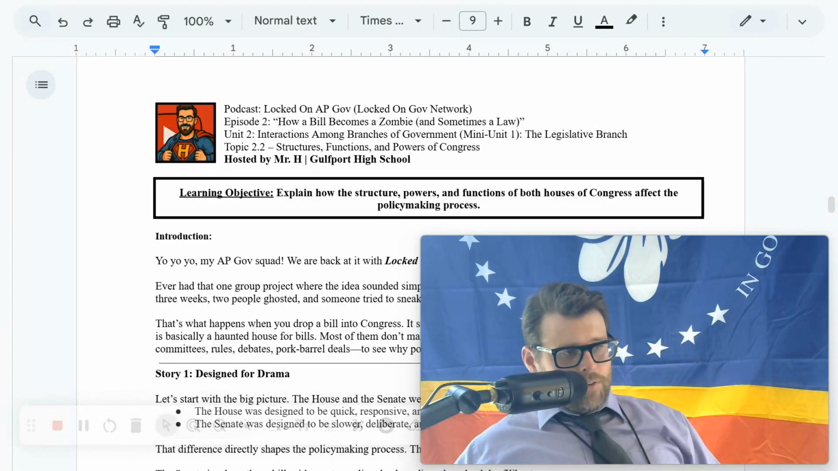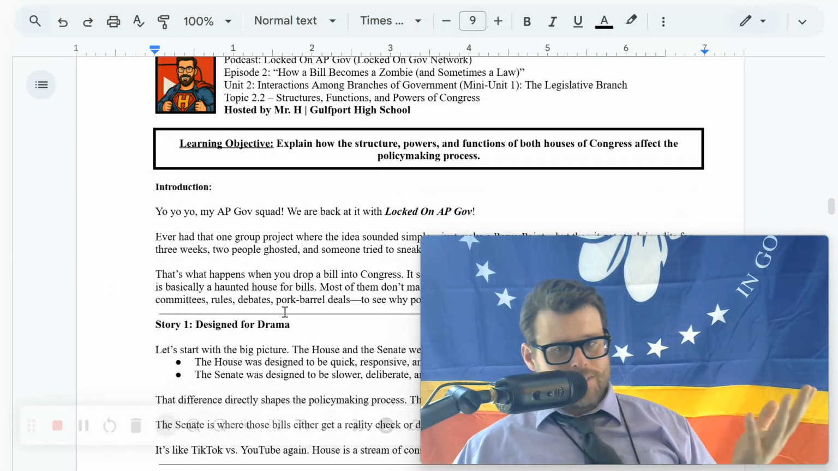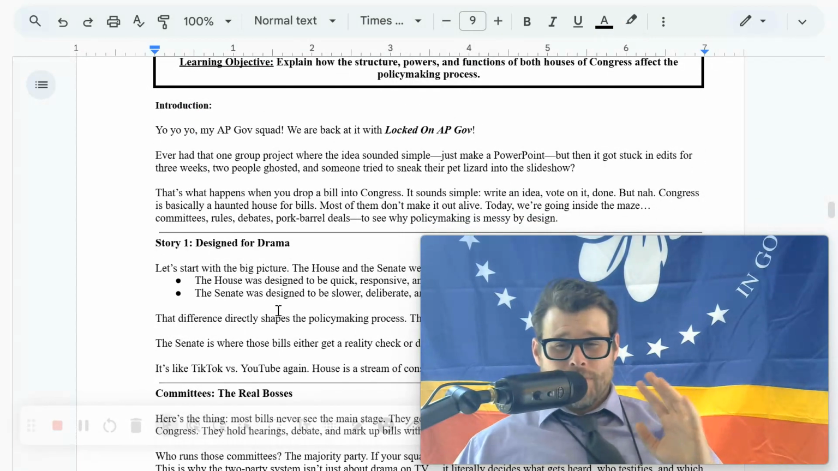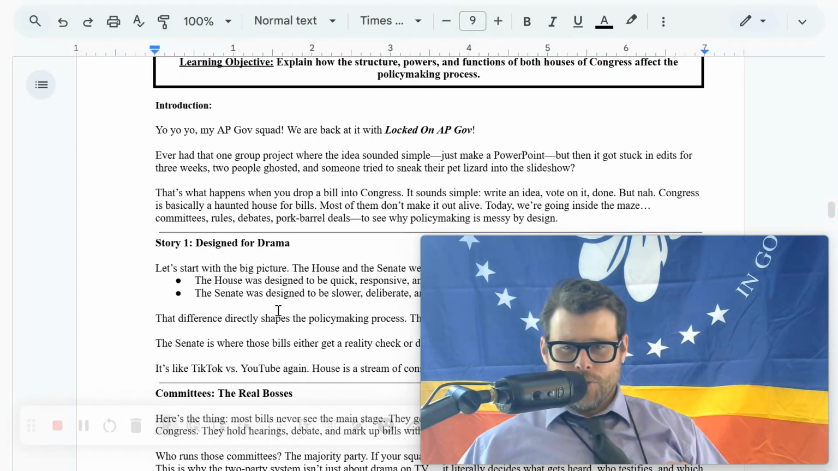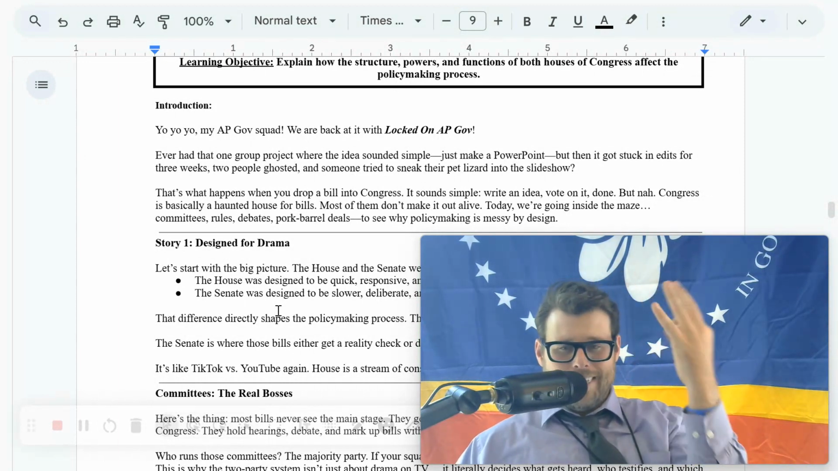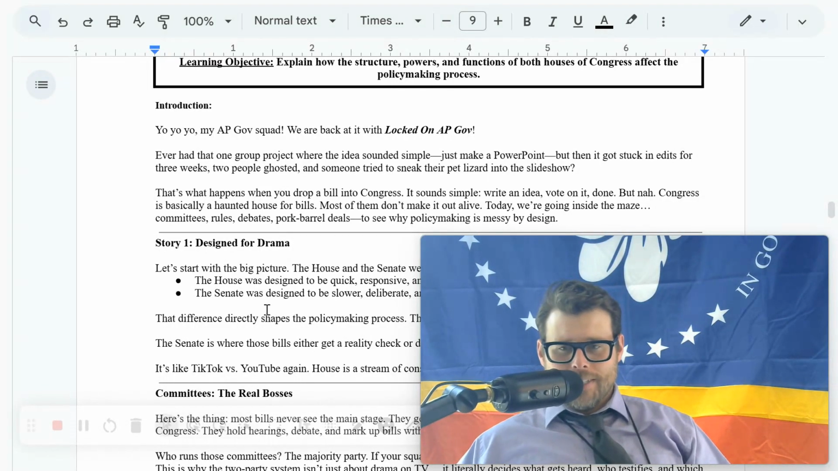Okay, so have you ever heard of that one group project, where the idea sounded simple? Just make a PowerPoint, a simple PowerPoint, a simple Canva, or whatever it is you're doing. But then it got stuck in edits for 3 whole weeks, 3 long weeks. 2 people ghosted the assignment, and someone tried to sneak their pet lizard into the slideshow, or maybe a wolf, because it's so very Sigma, right?